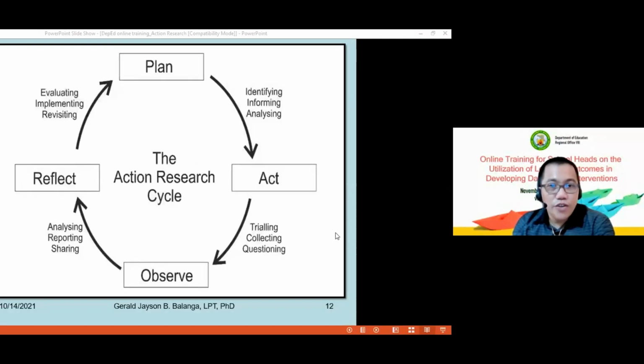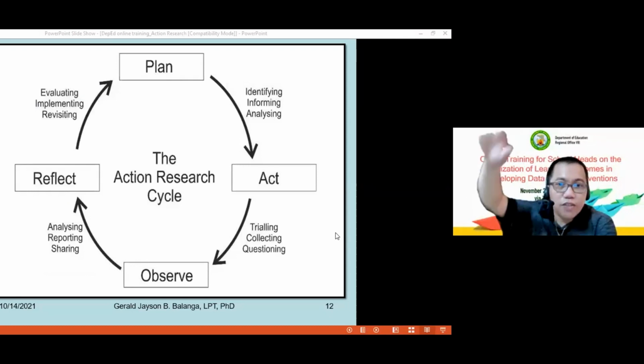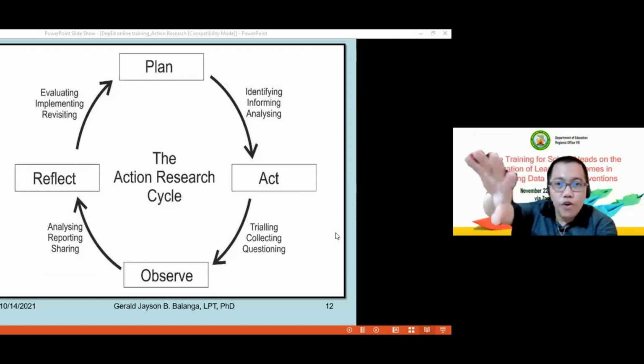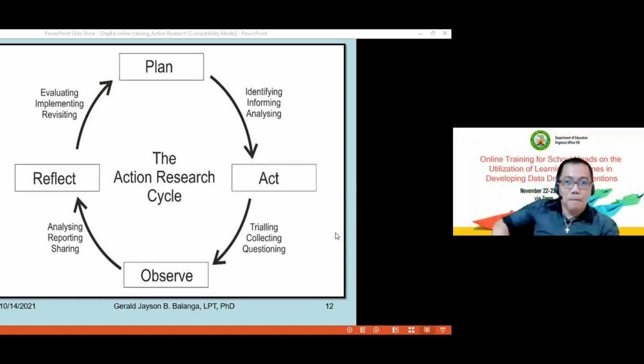So this is the action research cycle. Of course, it starts with planning. What's the practical problem that you want to solve? That's why you identify, you inform, you analyze. And after that, you act. So part of acting is trialing, collecting data, observing, analyzing, reporting, and sharing. Then reflect.